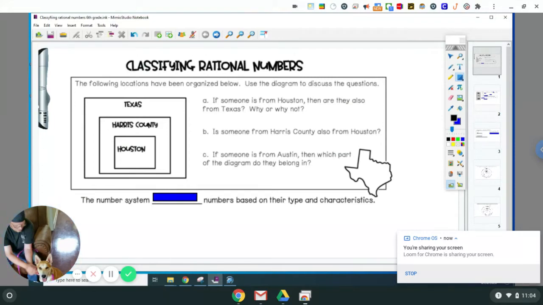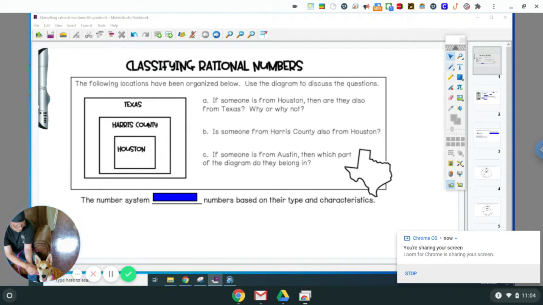Okay, so today we're going to be classifying rational numbers. This is the start of your Unit 2. Before we do that, we're going to have a discussion real quick. It says the following locations are being organized below. Use a diagram to discuss the questions.